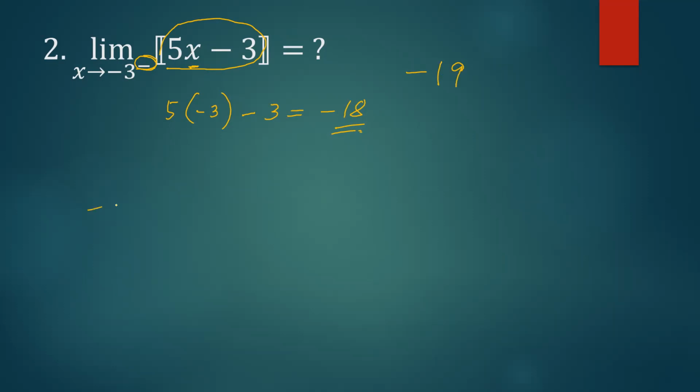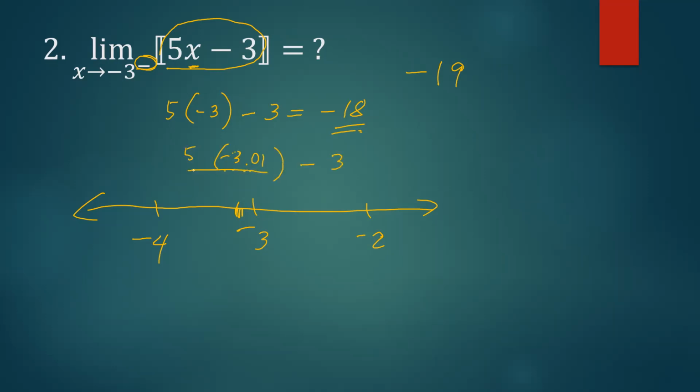Okay, so if you're not yet convinced with that, pwede ka mag-plot, no? You have -3 here, that's -2 and -4. Kung galing ka sa left, pwede mong i-consider si -3.1, -3.01. So -3.01, multiply it by 5, then minus 3. This is -15.01, 0.05. That will be -15.05 minus 3.